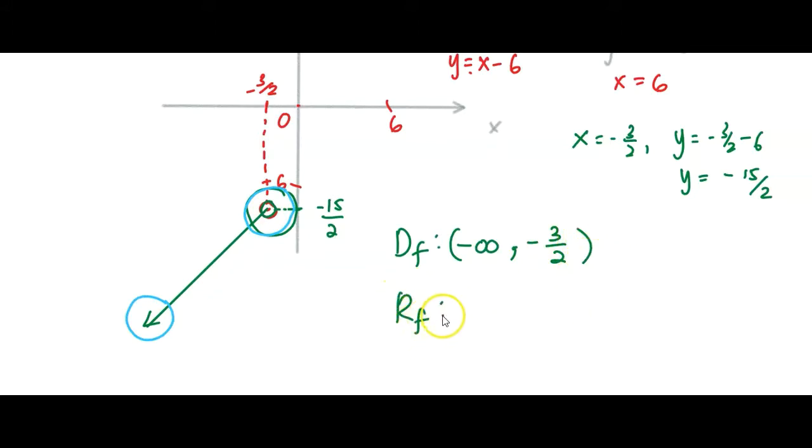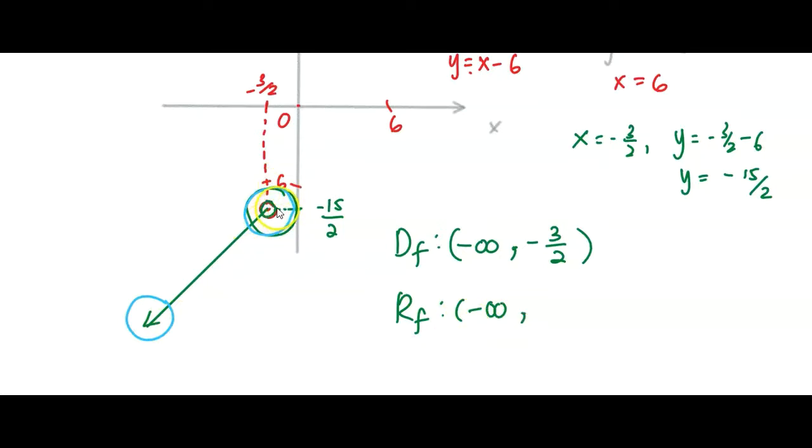How about the range? For the range, we will need to find the lowest point of the graph. This is the lowest point of the graph, and we need to get the y value for this point. Since this graph is going down non-stop, the y value we will put as negative infinity. Okay, and the highest point is this one.